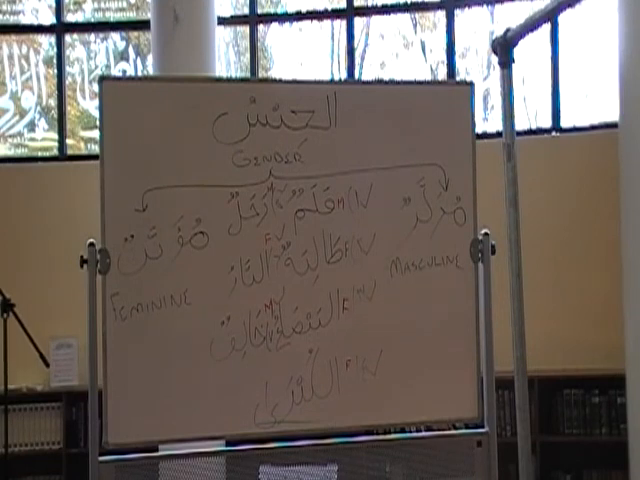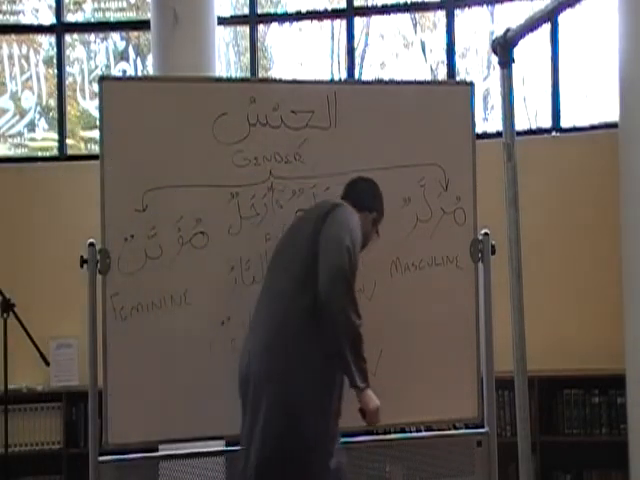So again, the default status is that a word is mudhakkar unless it has signs or certain qualities that indicate that it is mu'annath, feminine. So what are the signs that indicate that a word is mu'annath? That is what we'll discuss next, and then we'll take a break.